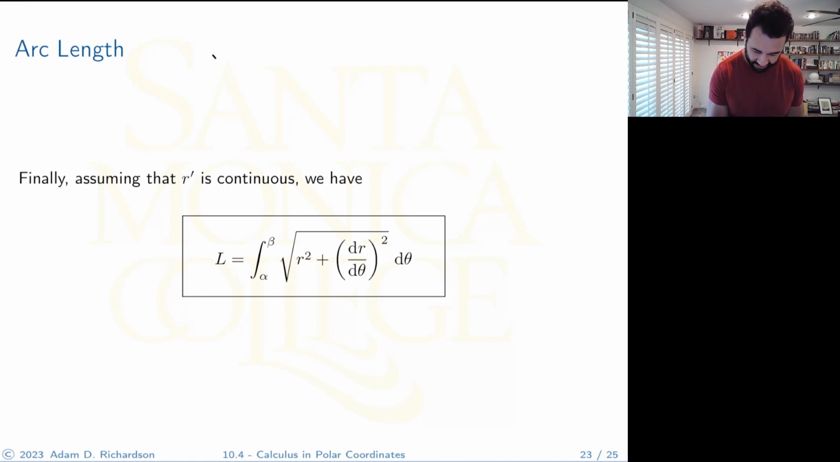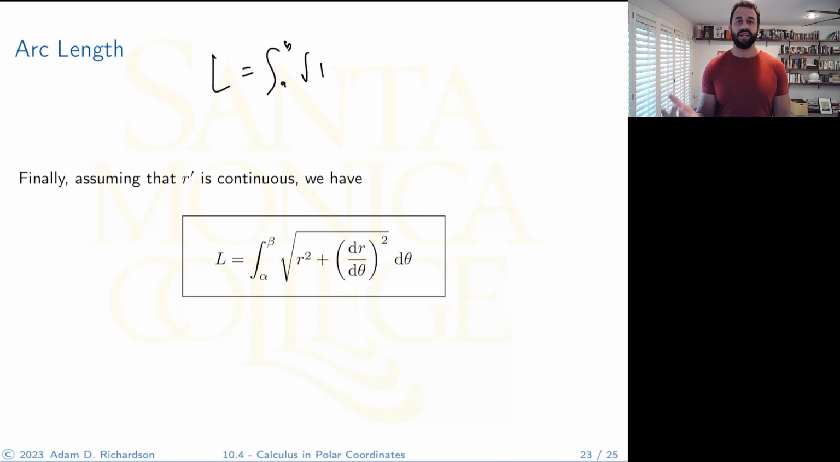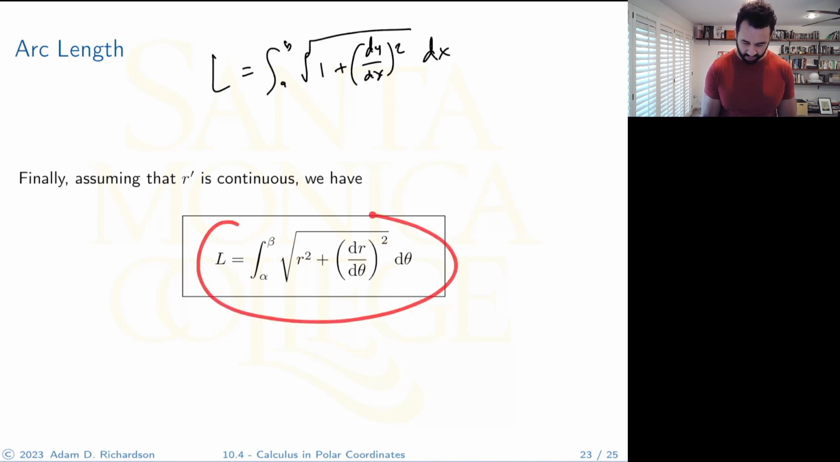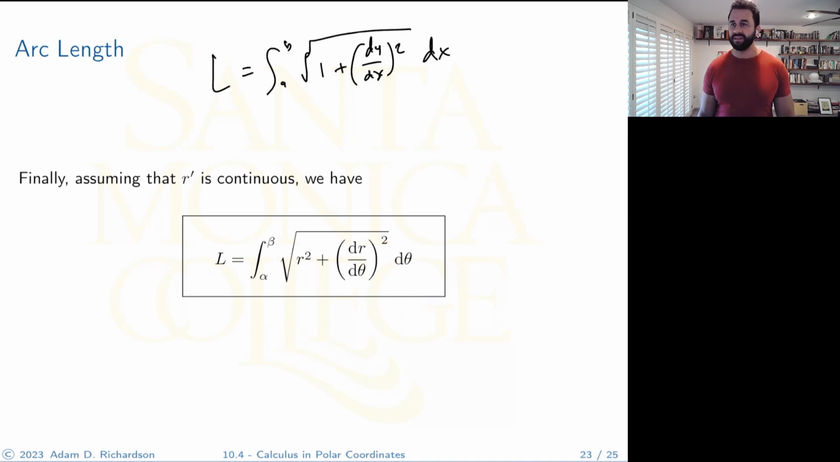So let me go back to this formula. This is the one that you get back in Calc 1, or like we talked about at the very beginning of this course, section 8.1. Remember you had this, and it was the integral of the square root of 1 plus dy dx squared, dx. This was the equation for a curve that's given in Cartesian coordinates. And now this is the equation of a curve given in polar coordinates.